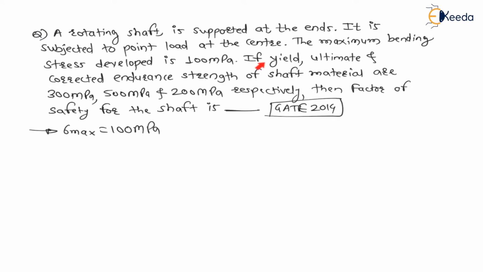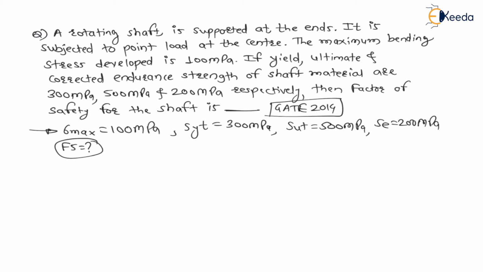Now again, if yield, ultimate and corrected endurance strength of the material are 300, 500 and 200 MPa respectively, that means SYT yield is 300 MPa, ultimate that is SUT is 500 MPa, and corrected endurance strength SE is equal to 200 MPa, then factor of safety for the shaft is, here our target is to find factor of safety. Now it is a fill in the blanks question and they have not mentioned about Soderberg equation or Goodman line. They have not mentioned about any line. Let us check how to solve this question.